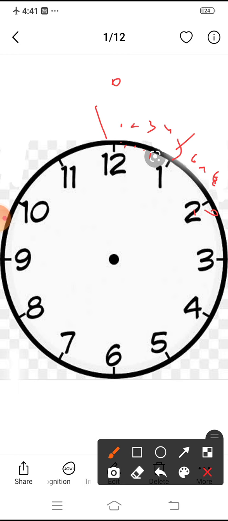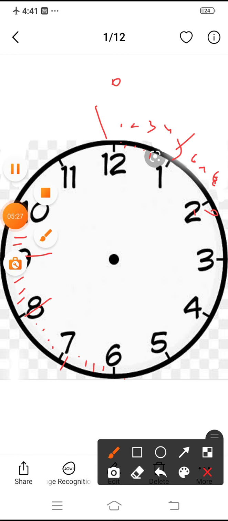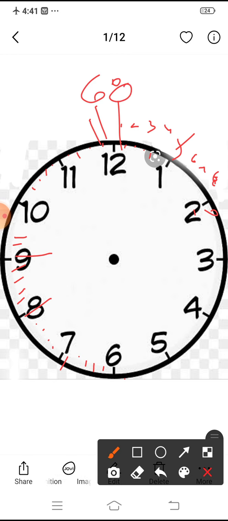Okay. Now if it is 30 here, that means 31, 32, 33, 34, 35, 36, 37, 38, 39, 40, 41, 42, 43, 44, 45, 46, 47, 48, 49, 50, 51, 52, 53, 54. Here it will be 55, and it comes to 60. When it comes to 60, it becomes 0.